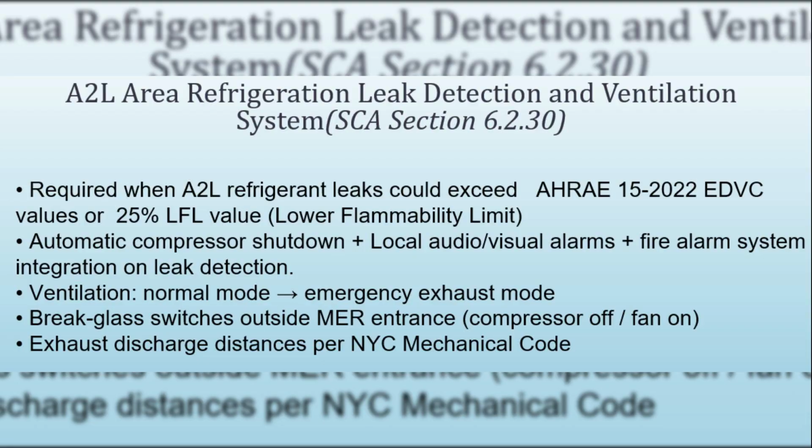Ventilation must shift from normal operation to emergency exhaust to dilute and remove leaked refrigerant. Break glass switches, mounted outside the room, give staff a way to immediately stop compressors or activate fans if needed. Finally, all exhaust discharge points must follow NYC mechanical code clearances, keeping refrigerant away from intakes, doors, and stairs. Together, these measures ensure compliance with ASHRAE 15/2022 and NYC codes, while maintaining safety in schools that use A2L refrigerants.